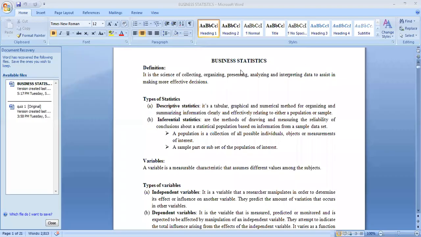We shall start with the meaning of statistics. It is defined here as a science of collecting, organizing, presenting, and also interpreting the data to assist in decision making. So the key thing here is the data. Data is the key term here. What we refer to as data is any information that we can manipulate or analyze to assist in decision making.